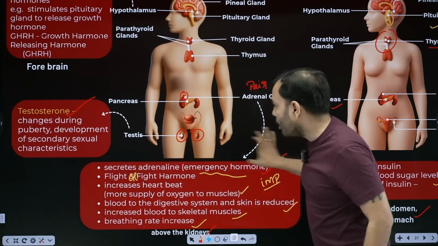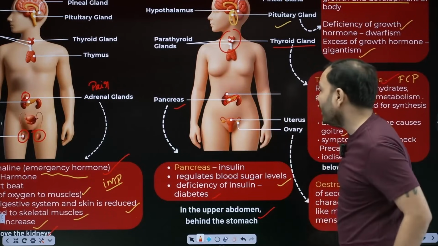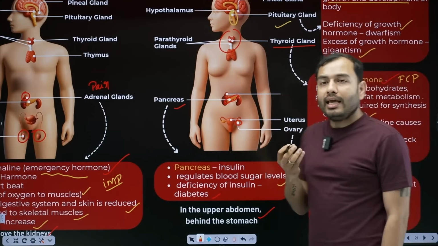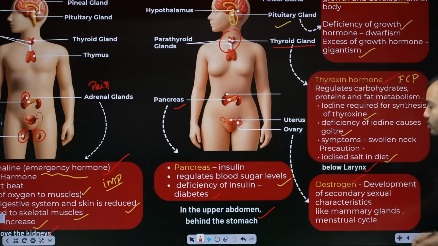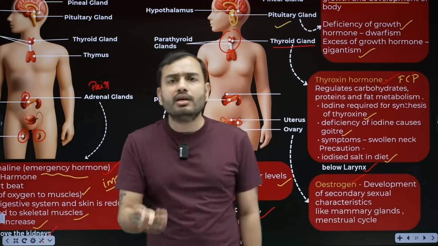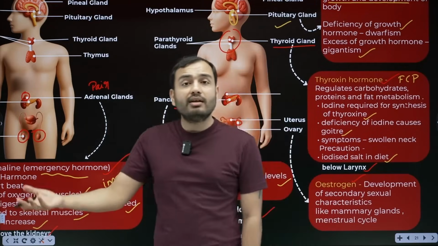If you look at its counterpart, the gland inside females is the ovary. What was it? Ovary. Now, what does the ovary release? Estrogen. Estrogen it releases. What does it do? It gives the secondary sexual characteristics. It gives the secondary female characteristics. For example, the start of the menstrual cycles.